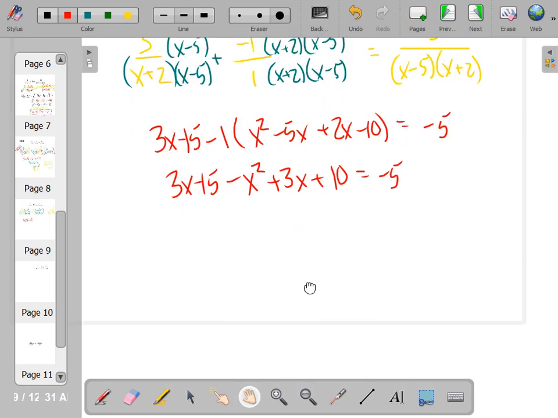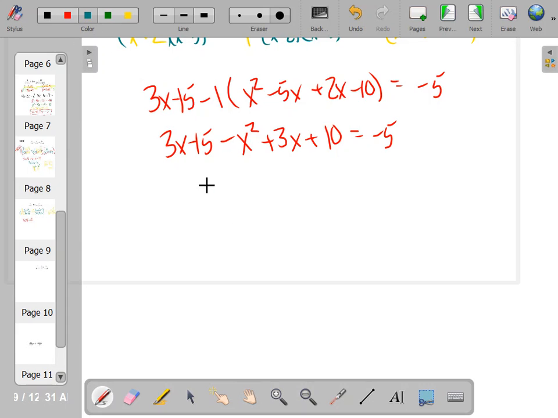Combine like terms. This is a quadratic, so it's a little bit more work. It's negative x squared, so maybe we'll move the x squared to the right side. Well, we'll combine like terms: 6x minus 5 minus x squared equals negative 5. So combine like terms. 3 plus 3 is 6. Negative 15 and 10 is negative 5. You have a negative x squared. Let's move everything to the right side. It'll make the x squared positive.